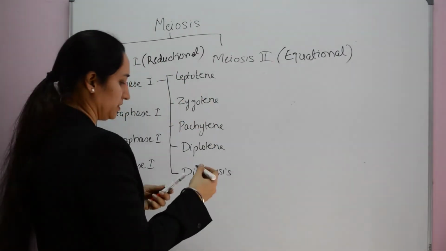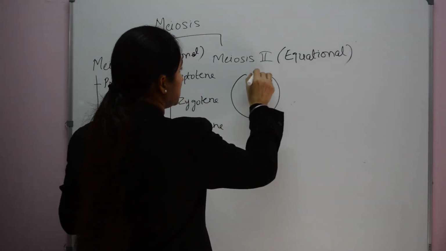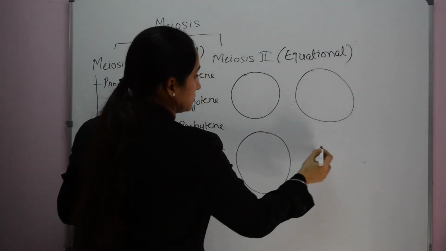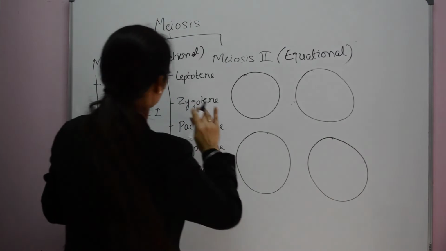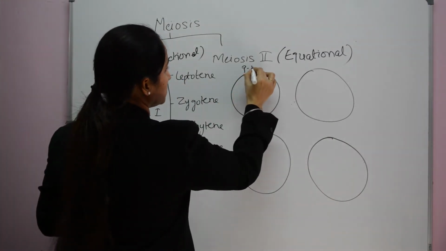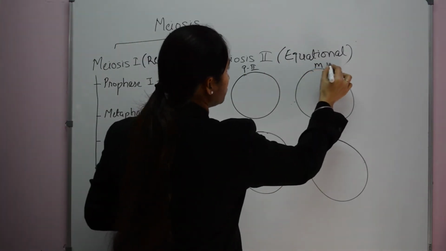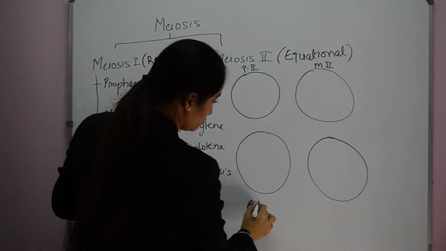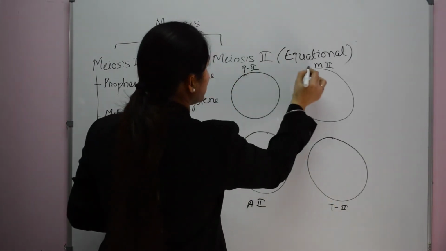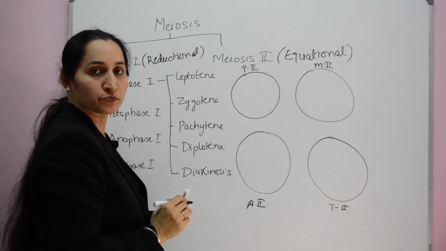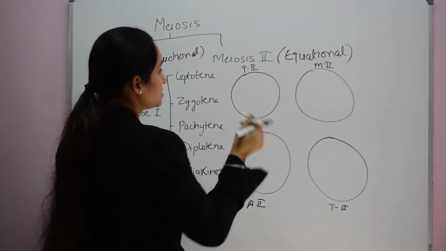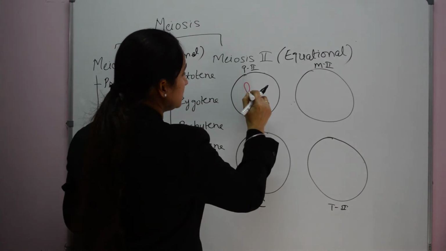What is going to happen? These are the stages: Prophase 2, Metaphase 2, Anaphase 2 and Telophase 2. Okay, what will happen in Prophase 2? In Prophase 2, we are considering only one of the cells.